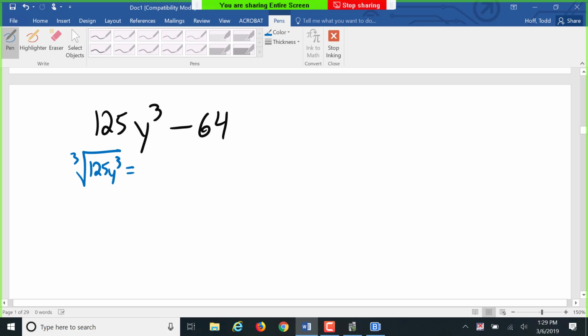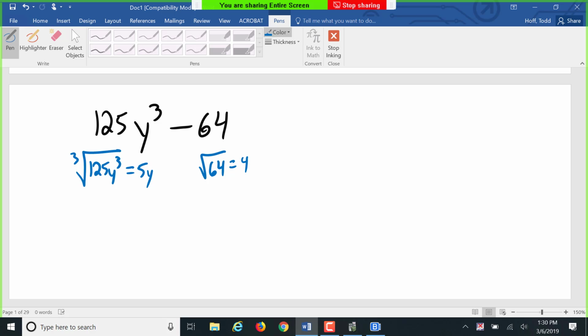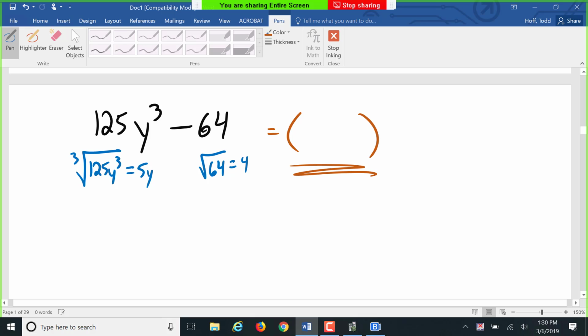What is the cubed root of 125y to the third? 5y. You got her. What is the cubed root of 64? Just 4, right? So over here, what's this first factor going to look like? 5y minus 4. Good.